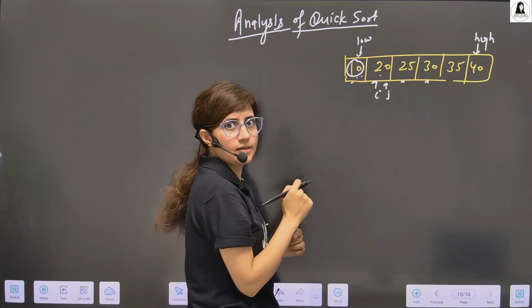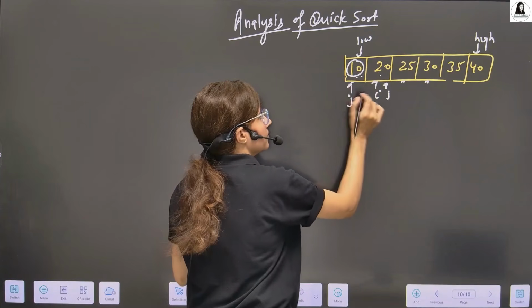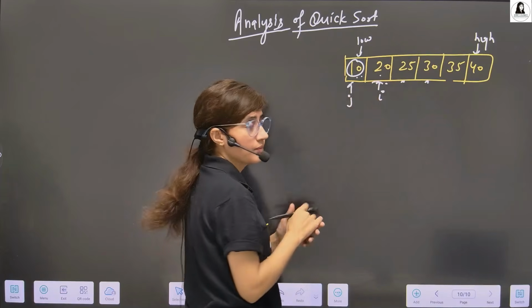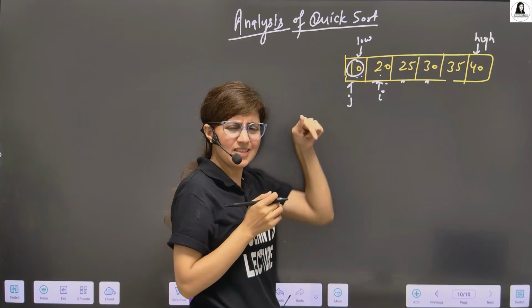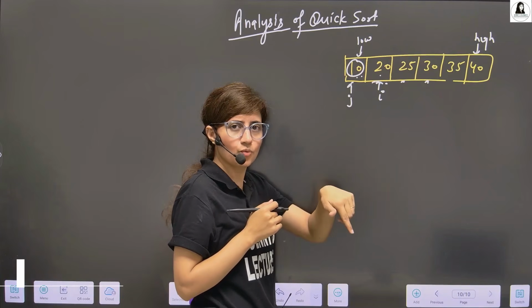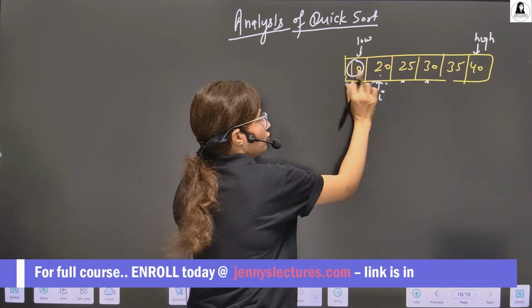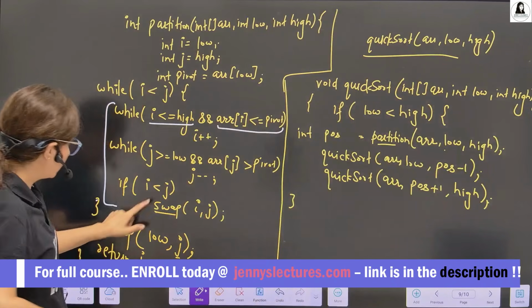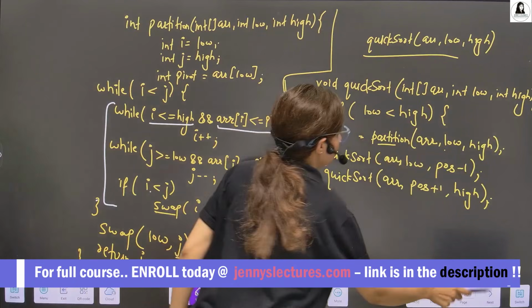20 greater than 10? Yes. Move. J is here. So I is here. J is here. 10 greater than 10? No. Stop. It's not greater than 10. It's equal. So stop. Now do you swap I and j? No. We swap only when I is less than j. I is not less than j.